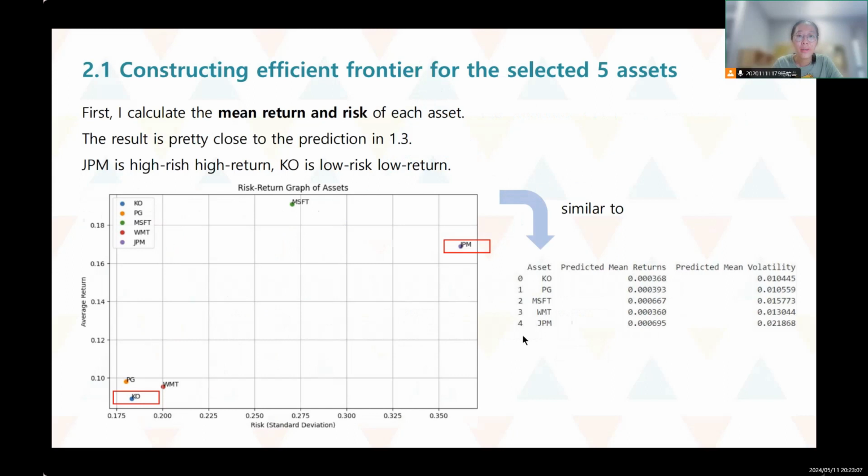The second part is mean variance optimization for portfolio construction. First, I calculate the mean return and risk of each asset. The result is pretty close to the prediction in part 1.3. GPM is high-risk, high-return. KO is low-risk, low-return.